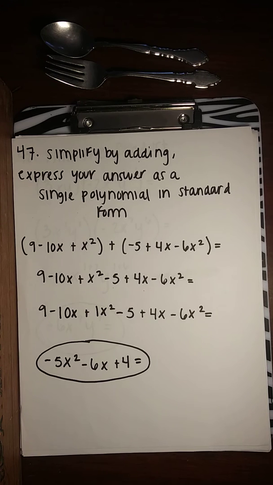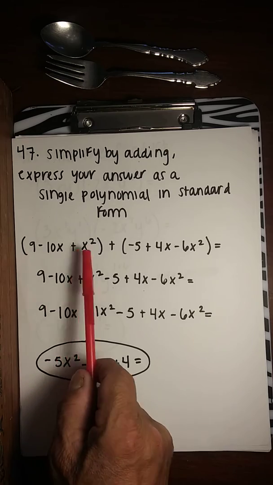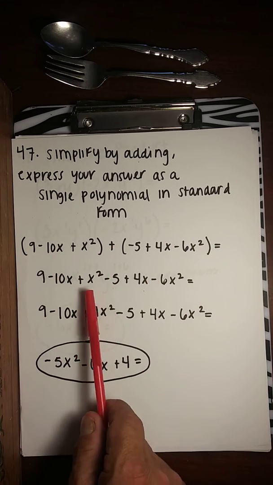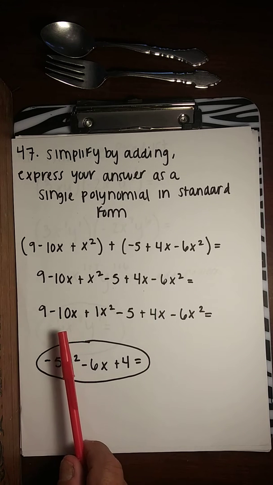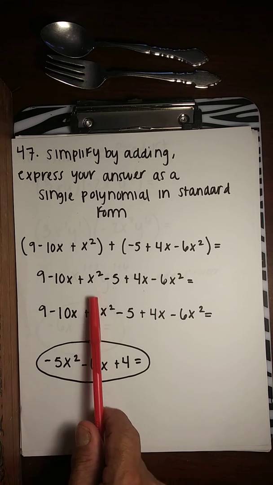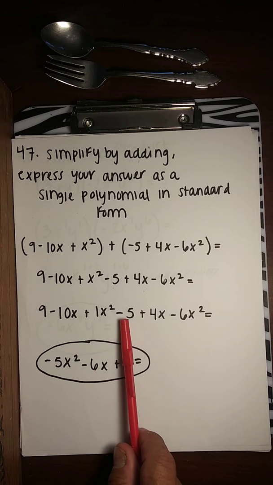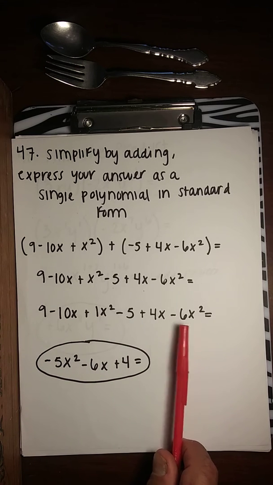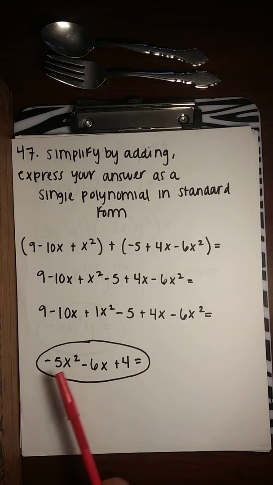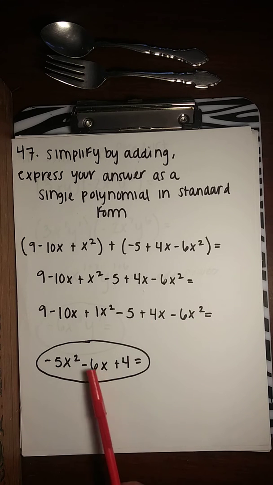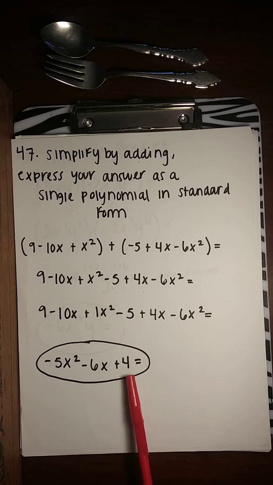Simplify by adding. Express your answer as a single polynomial in standard form. Alright, again, there's a plus, so we just take out the parentheses. So now we have x squared minus 6x squared, and we have a 1x squared here. So let's go from there. 9 minus 10x, 1x squared minus 5 plus 4x minus 6x squared. 1 minus 6 is negative 5. Negative 10 plus 4 is negative 6. And 9 minus 5 is 4.